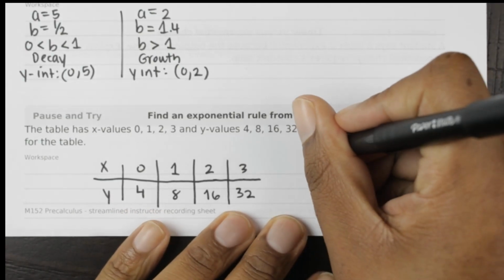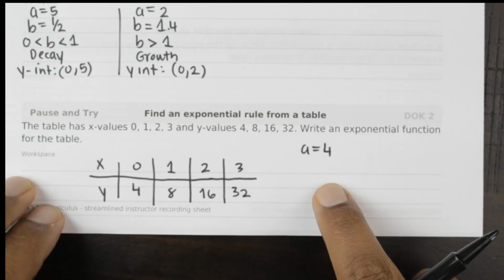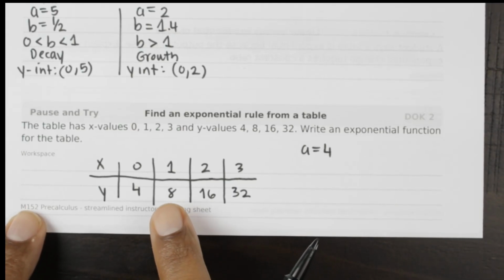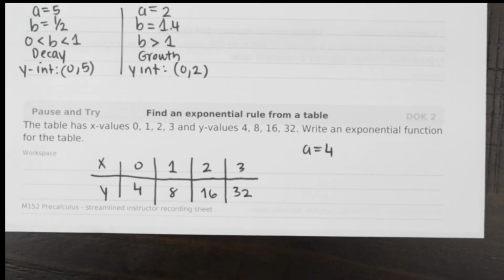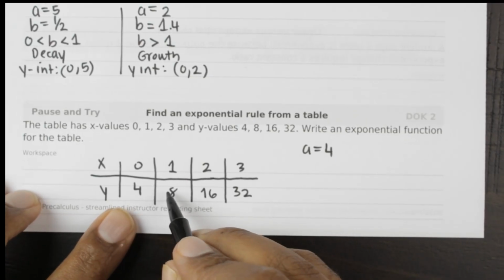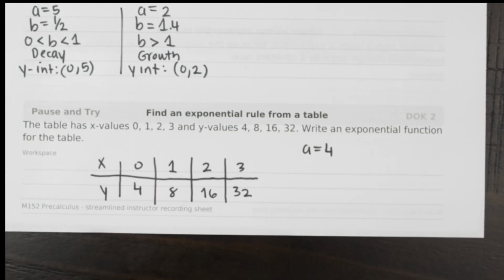So a is equal to 4. We have an exponential function for the table. Now we need to find the common ratio. The outputs are 4, 8, 16, 32. Each value is multiplied by 2. 4 times 2 is 8, times 2 is 16, times 2 is 32. That's very important. Values are multiplied by 2 to get the next value.